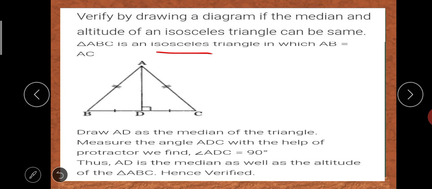Thus, AD is a median as well as an altitude, because D is the midpoint of BC and it also forms 90 degrees. So it is an altitude and also a median of the triangle ABC. Hence it is verified for the given isosceles triangle ABC in which AB equals AC.